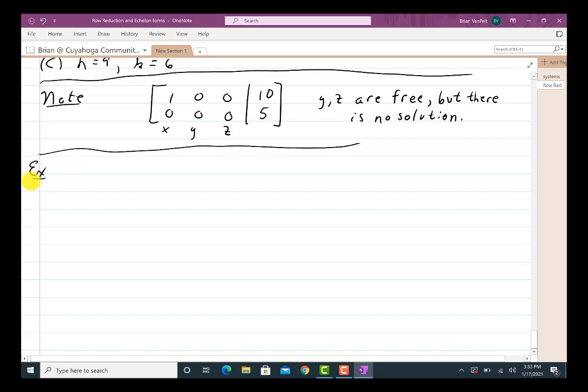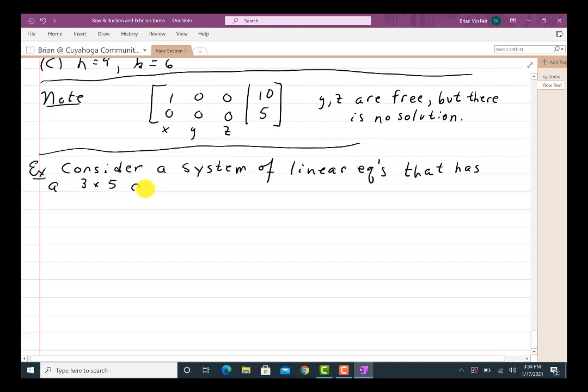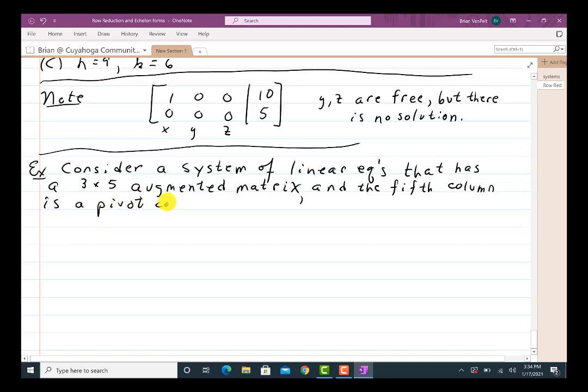All right, for my next example, I want you to consider a system of linear equations that has a 3 by 5 augmented matrix, and the fifth column is a pivot column. So what kind of a situation do we have then?